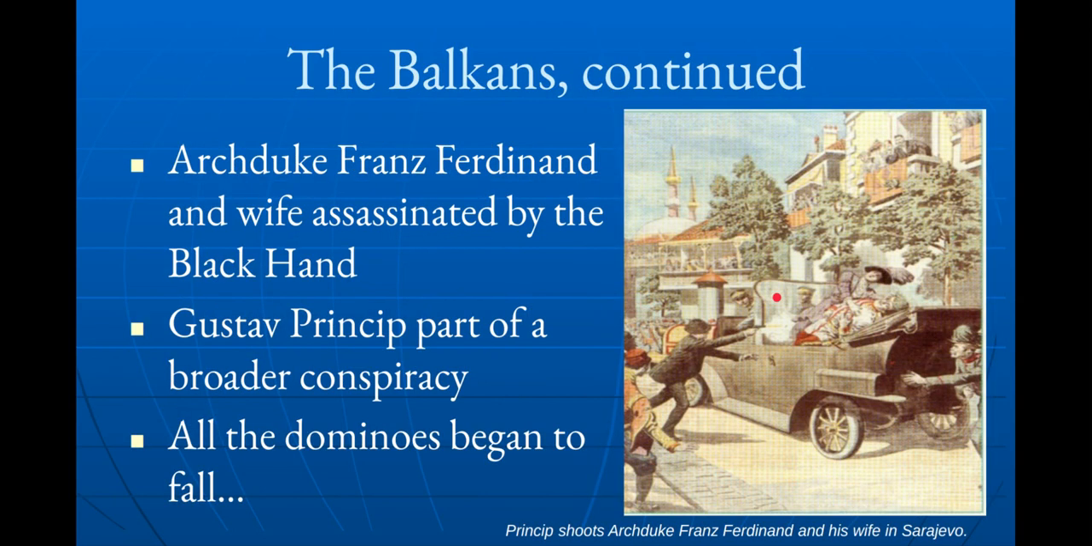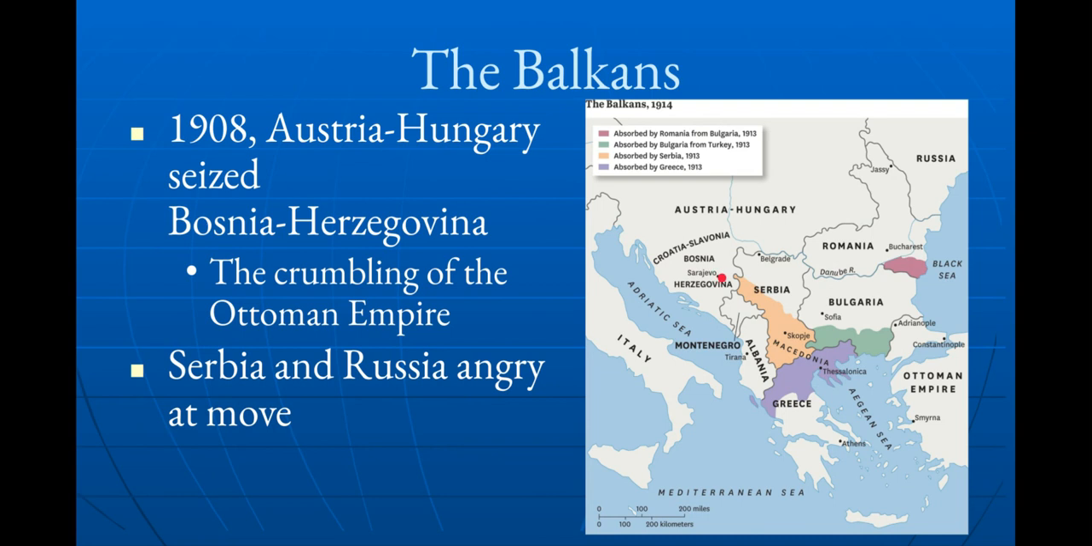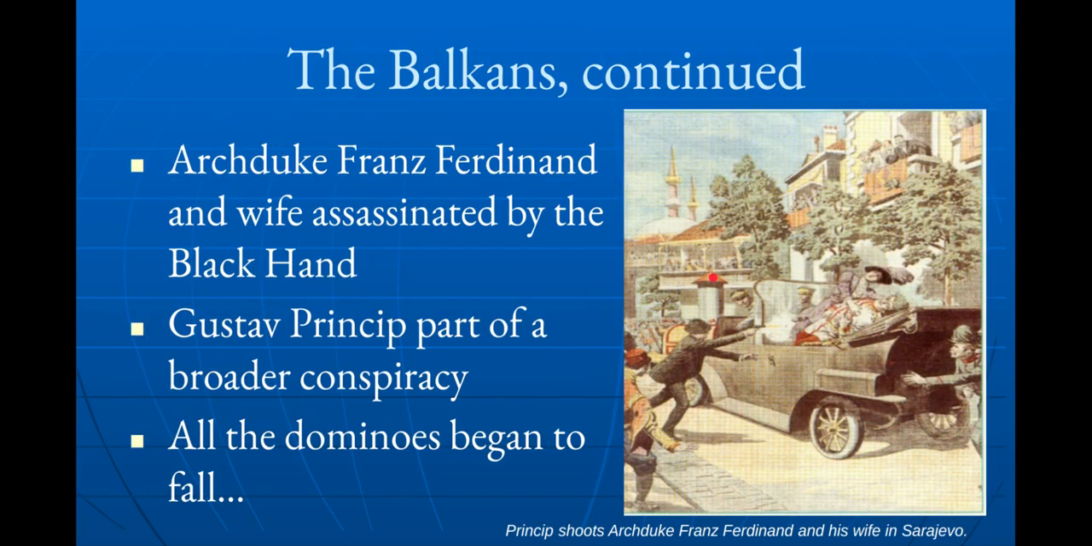Well, what happens? Sarajevo, right here, right where my red dot is. Sarajevo, now part of the Austro-Hungarian Empire, as of 1914. Archduke Franz Ferdinand, the heir to the Austro-Hungarian throne, goes to visit troops down in Sarajevo. And in one of these things that's mind-boggling today, he rides around in an open-air car, an early automobile, rides around Sarajevo, and gets stuck in an alley.